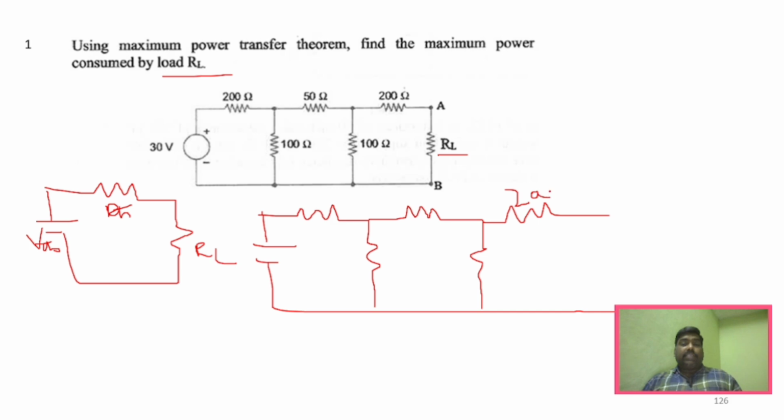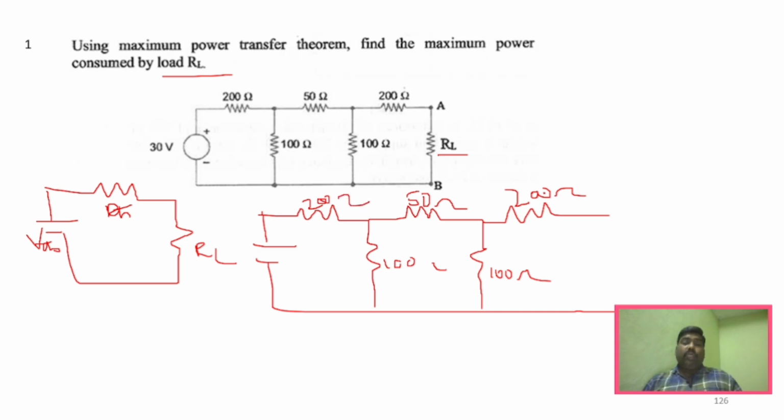Like this, correct? This will be 100 ohm. This will be 100 ohm. This will be 200 ohm. Same circuit, same thing that we did in Thevenin's theorem.